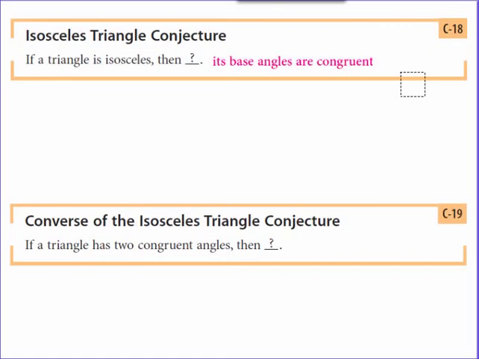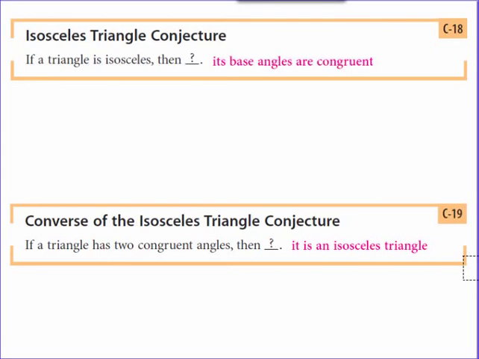Let's look at the next conjecture. If a triangle has two congruent angles, then it is an isosceles triangle. So if you have just any two congruent angles, you will have an isosceles triangle.